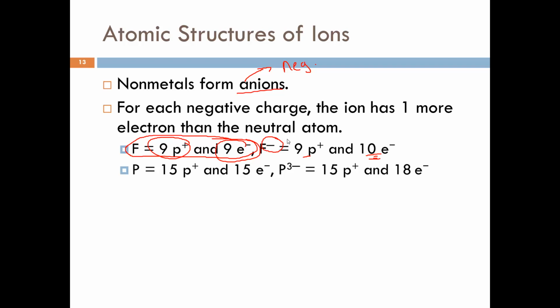Phosphorus is neutral at 15 protons and 15 electrons. When it has a -3 charge, it has 15 protons and 18 electrons. Notice the number of protons did not change in either scenario. It's the number of electrons that changed.